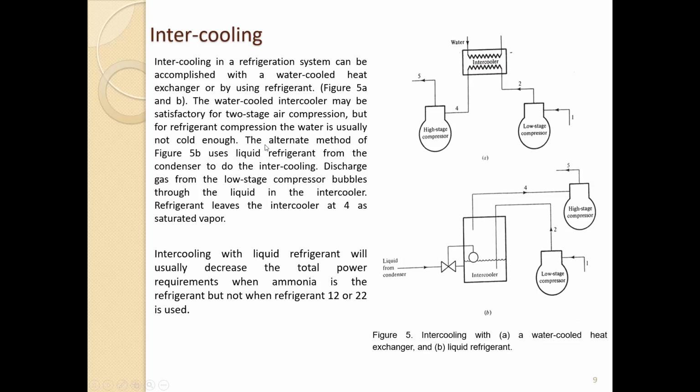So, the water-cooled intercooler may be satisfactory for a two-stage air compressor. But for refrigerant compression, the water is usually not cold enough. So the alternate method of figure 5B uses liquid refrigerant from the condenser for the intercooling. Discharge gas from the low stage compressor bubbles through the liquid in the refrigerant intercooler. Refrigerant leaves the intercooler as saturated vapor.